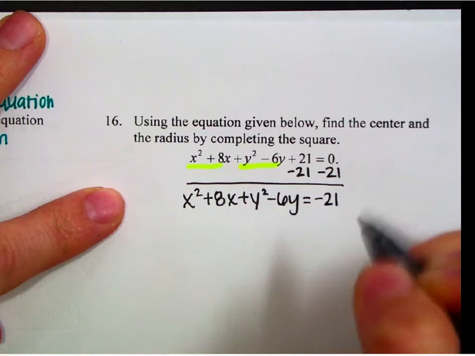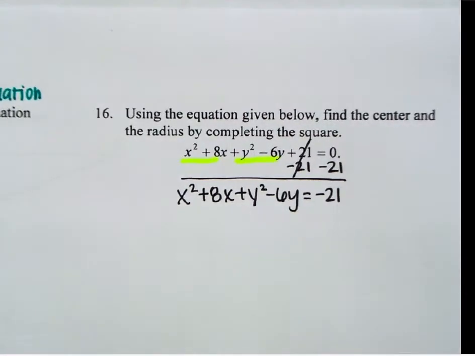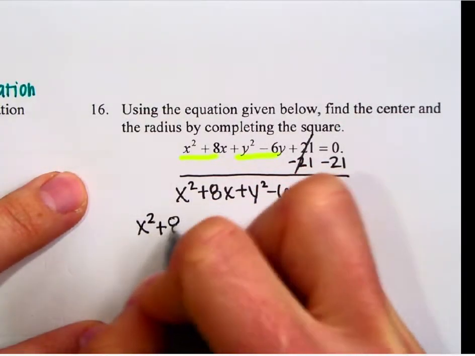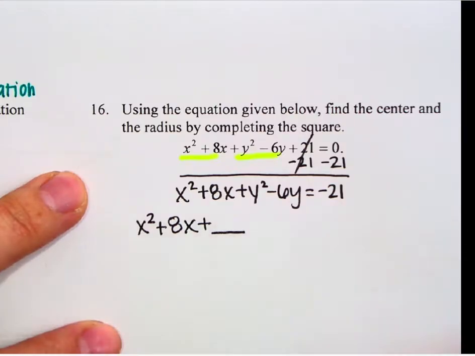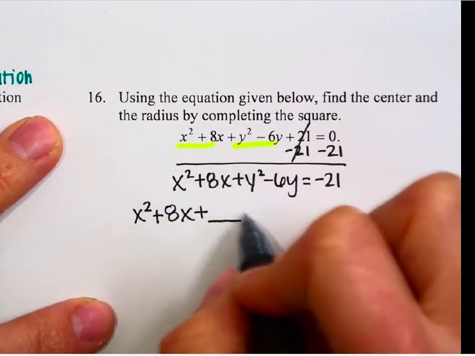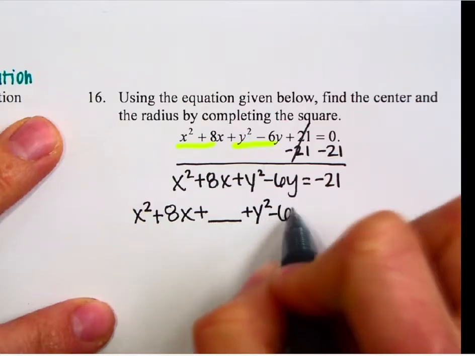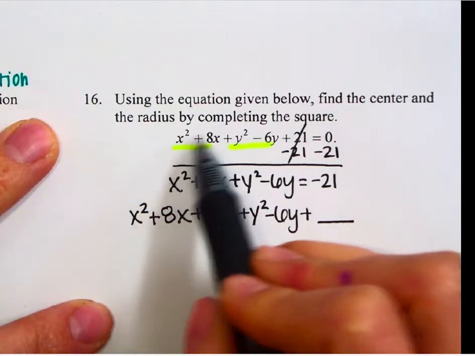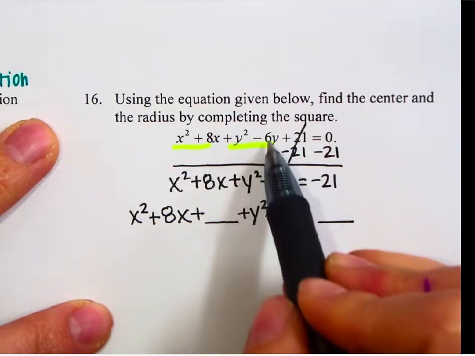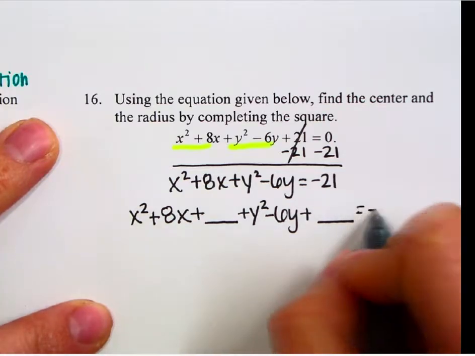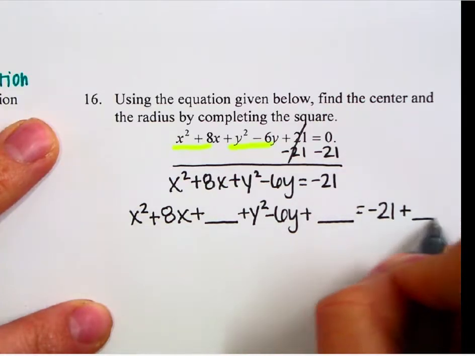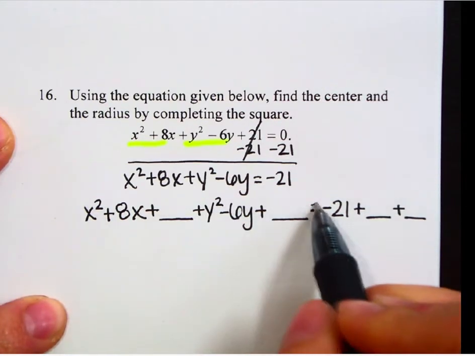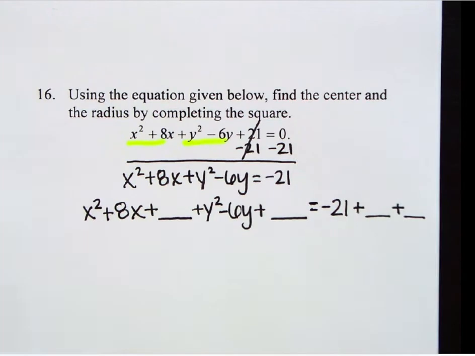0 minus 21 is negative 21. Okay, so what we're going to do first is complete the square for the x term. So I'm adding a number to my x terms. Then I'm going to be adding a number to my y terms. See how I put this after 8x, and then I'm putting another blank after negative 6y. Then, with negative 21, I'm going to be adding two numbers, because whatever I'm adding over here on the left of the equal sign, I also have to add over here on the right side of the equal sign.